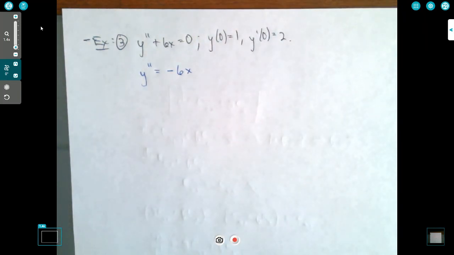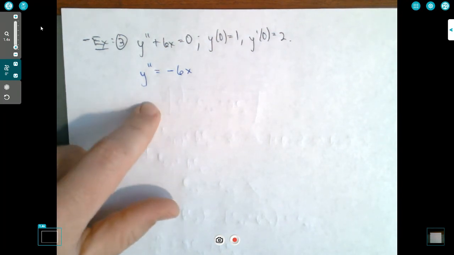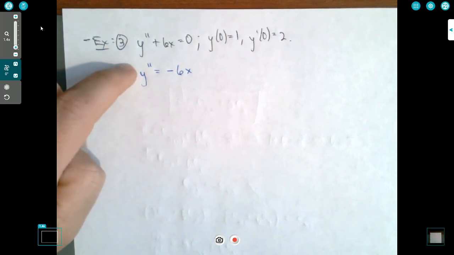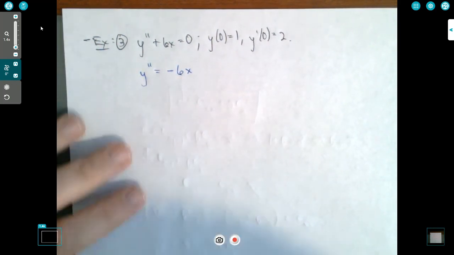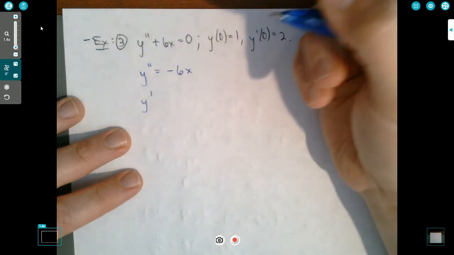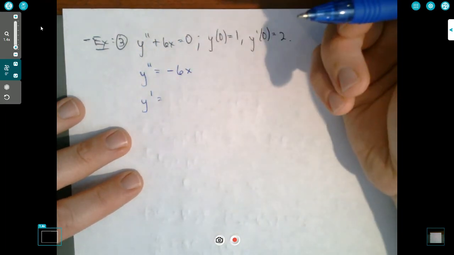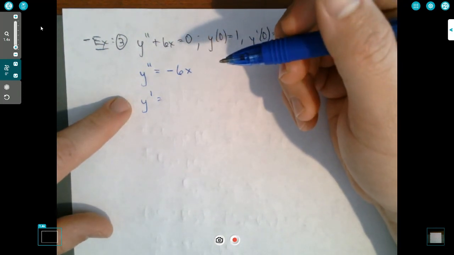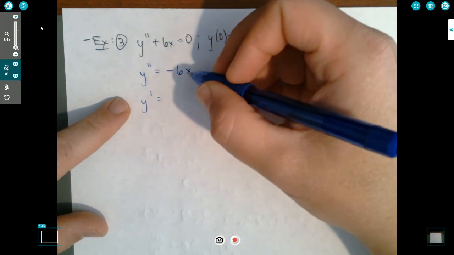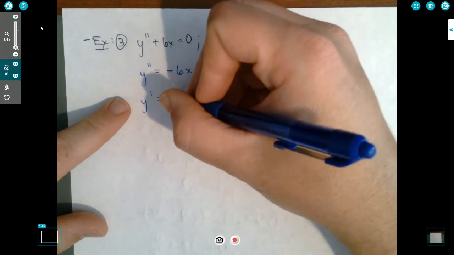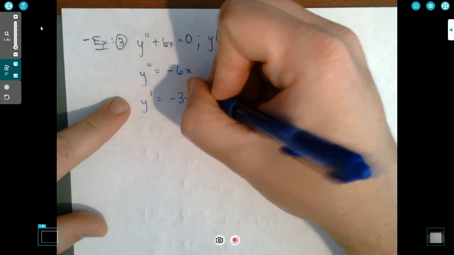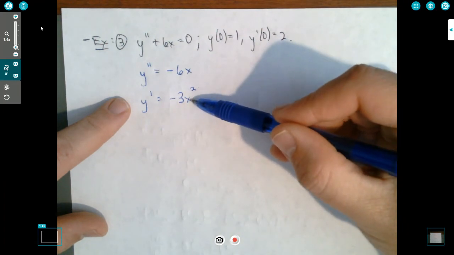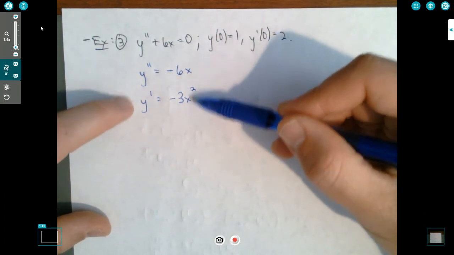So we should be thinking to ourselves, we need to find a function whose second derivative is negative 6x. In other words, we need the derivative of the derivative to be negative 6x. So maybe we can figure out first what y prime is. If y double prime has to be negative 6x, then y prime must be negative 3x squared, right? Because that way, when you take the derivative to get y double prime, you get negative 6x.